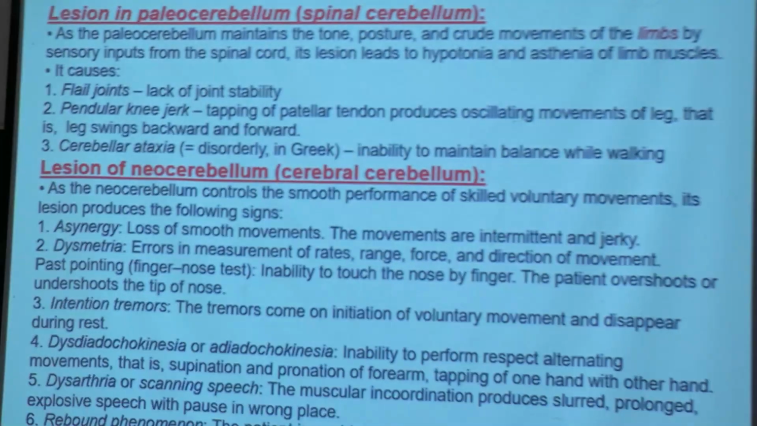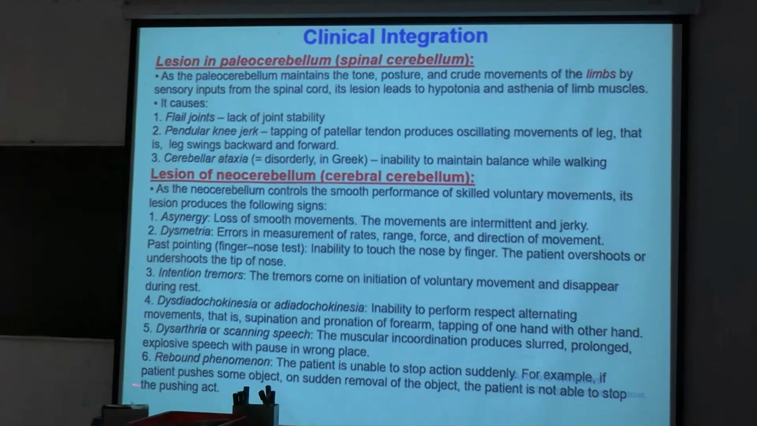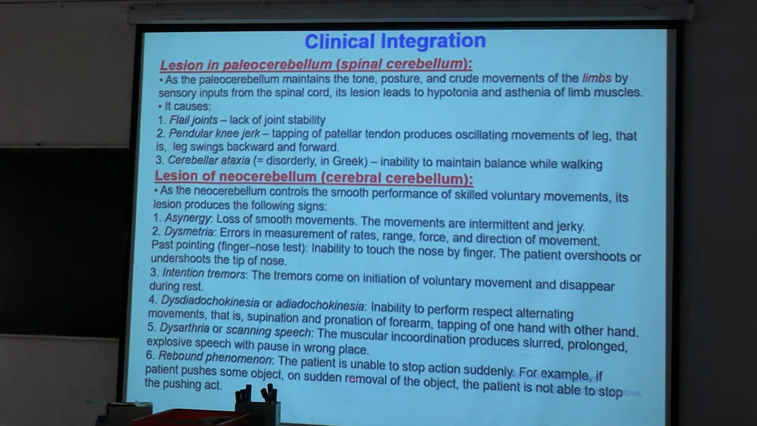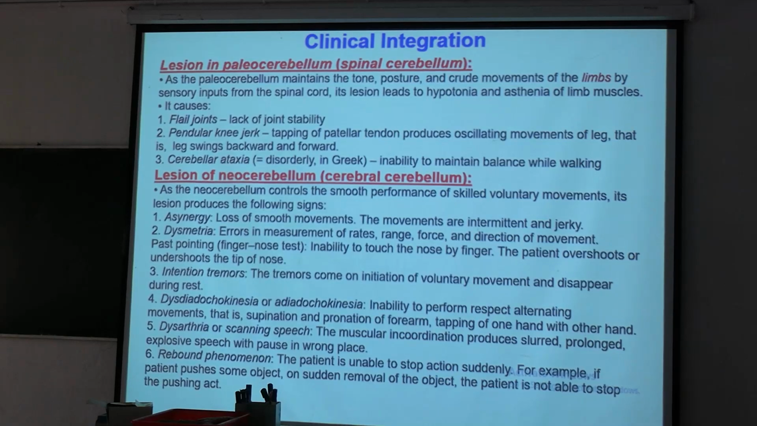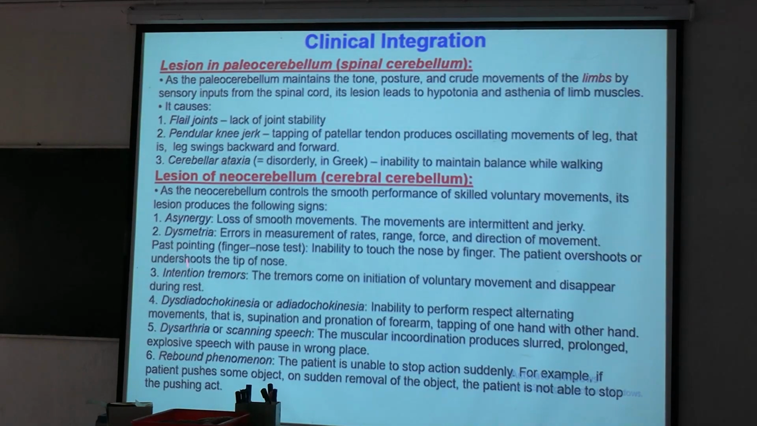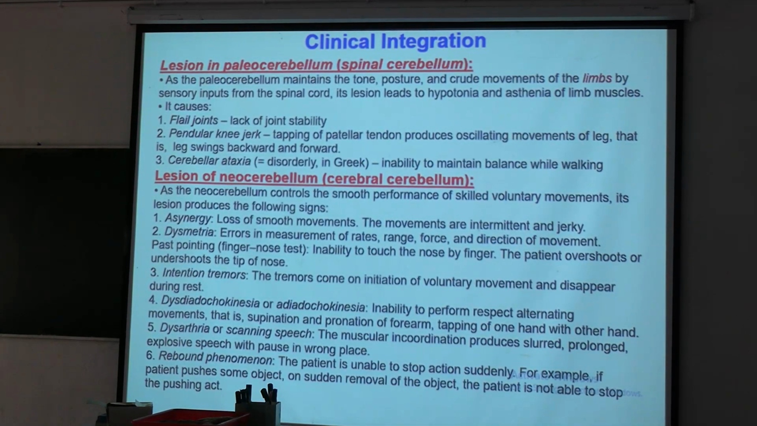Next is rebound phenomenon. The patient is unable to stop the action suddenly. For example, if the patient pushes some object, on sudden removal of the object, the patient is not able to stop the pushing act. So these terms you remember. This is important for cerebellar lesions.